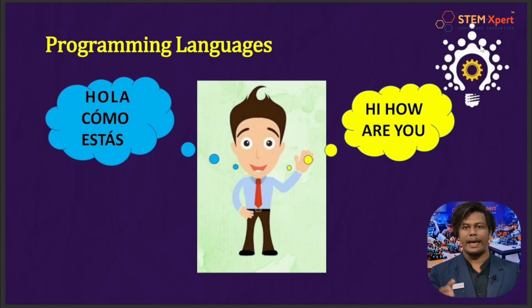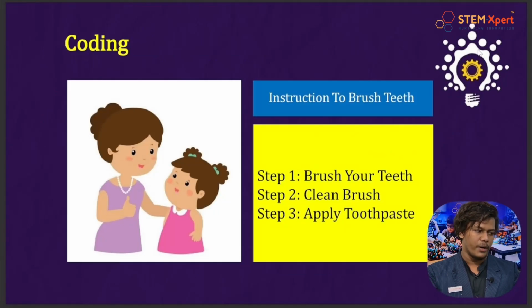The computer has a language. It's all about the language that we use to communicate with the computer. This is what is called programming languages. Examples are C, C++, Java, Python. These are examples of programming languages. We'll be learning that. Now let's move to the next, that is, what is coding.